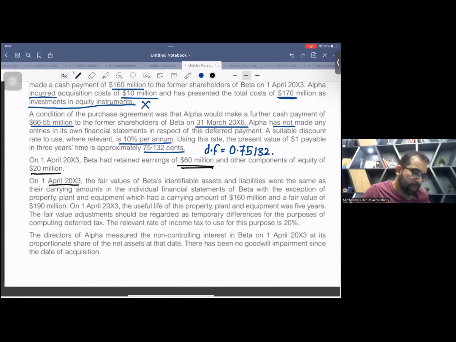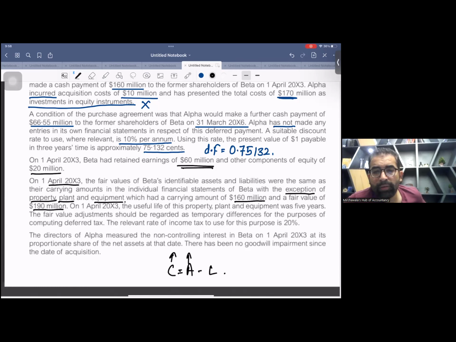On 1st April X3, the fair values of Beta's identifiable assets and liabilities were the same as their carrying amounts in the individual financial statements of Beta, with the exception of property, plant, and equipment, which had a carrying amount of 160 million and a fair value of 190. Now, very simple. Carrying amount is 160, fair value is 190, so there is an upward adjustment. C is equal to A minus L. Hope you remember, there is upward revaluation, an upward fair value adjustment of 30 million.